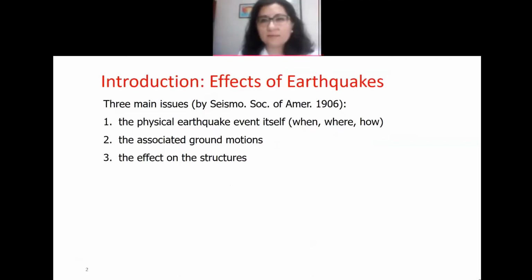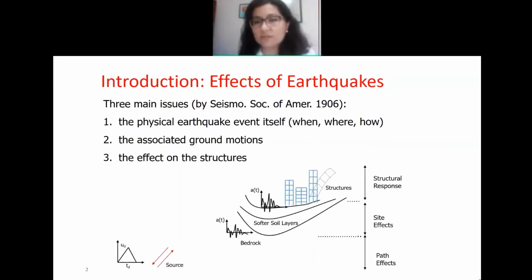When the 1906 big San Francisco earthquake happened, the three main issues about earthquakes were listed as the physical earthquake event itself, the associated ground motions, and the effect on the structure. This is a sketch that I use in the classes also. I would like to show it to our students who are here.